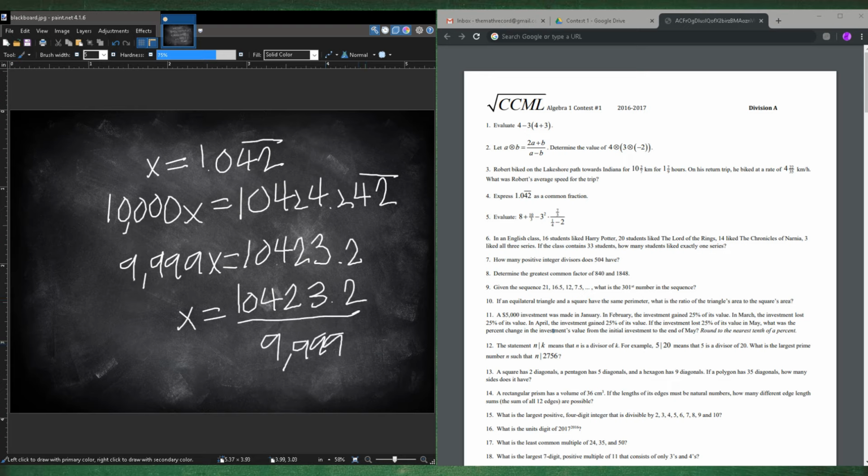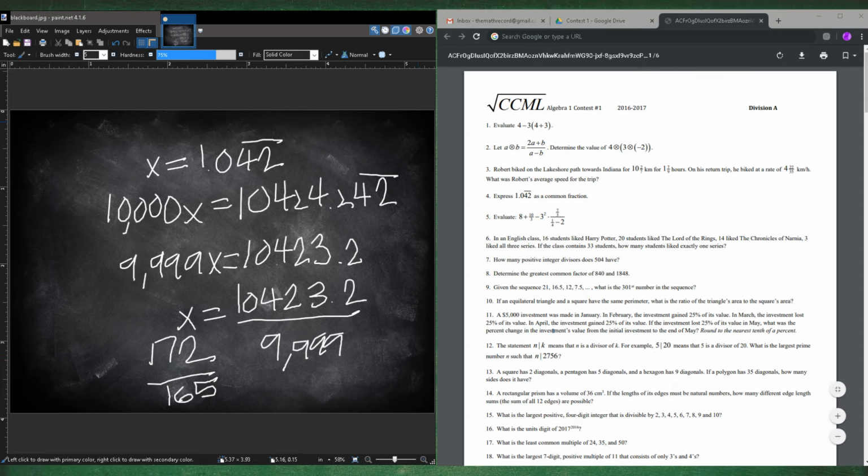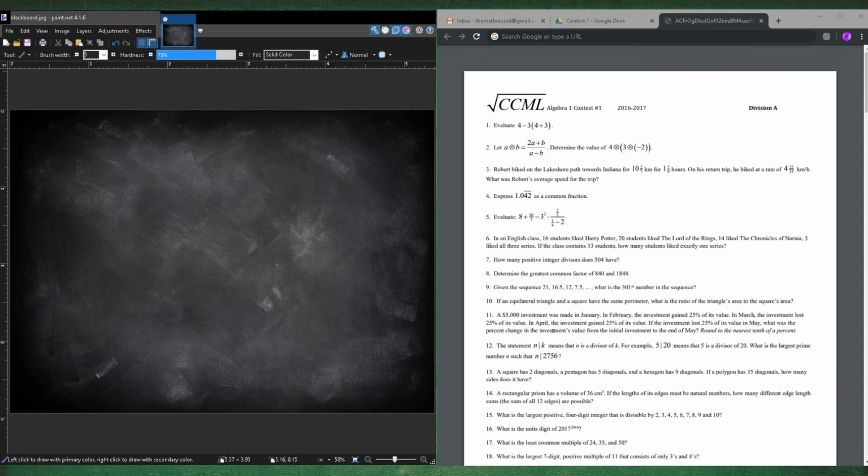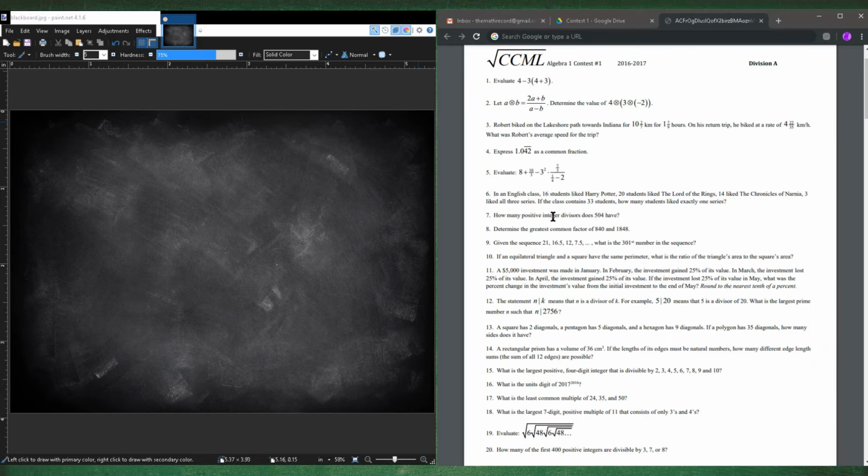9999. And you'll get the answer. Just use your calculator for this. So 10423 divided by 2.0.2 divided by 1.9999. And then you get 172 over 165 using your calculator. So it's basically that simple. One of the basic questions in CCML and algebra, repeating decimals, which is what I refer to them as.